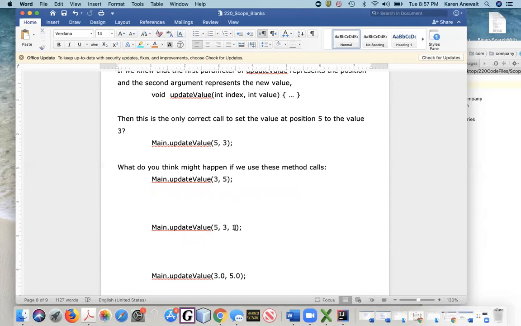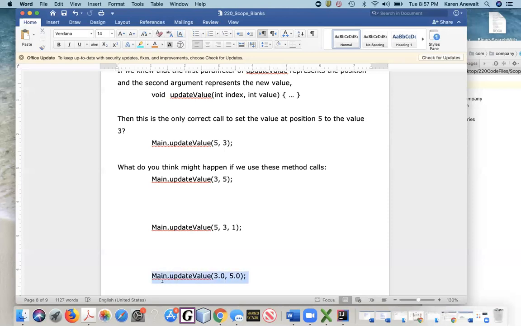So I'm looking for a method implementation that takes 3 parameters to match up with my 3 arguments, but there isn't one in my program. So it would give a compilation error saying that the method for update value looking for an integer was undefined.